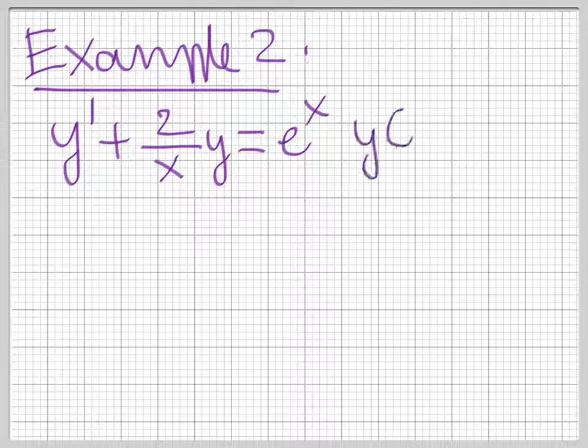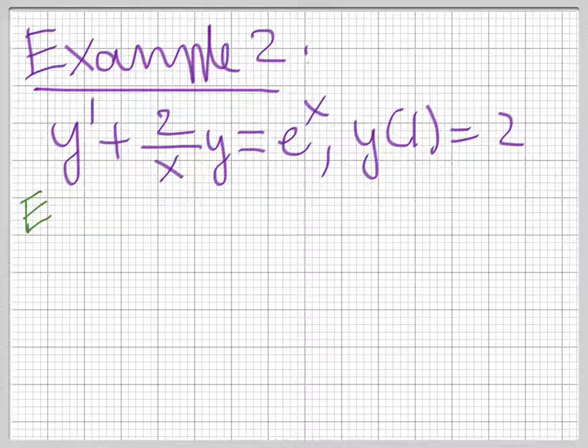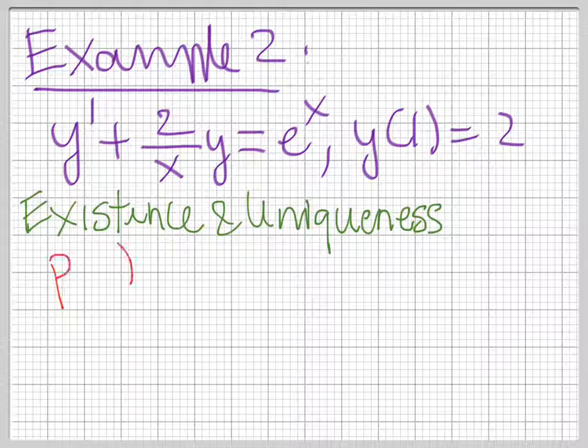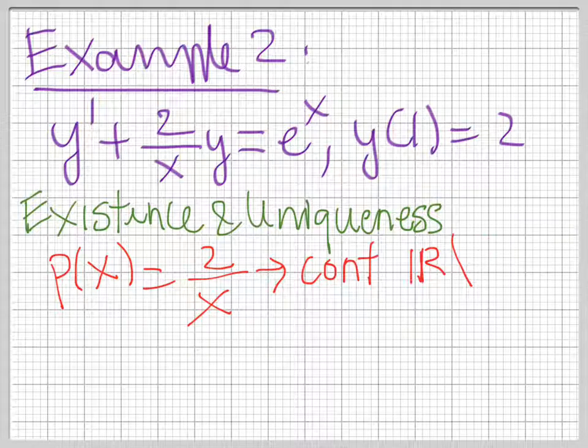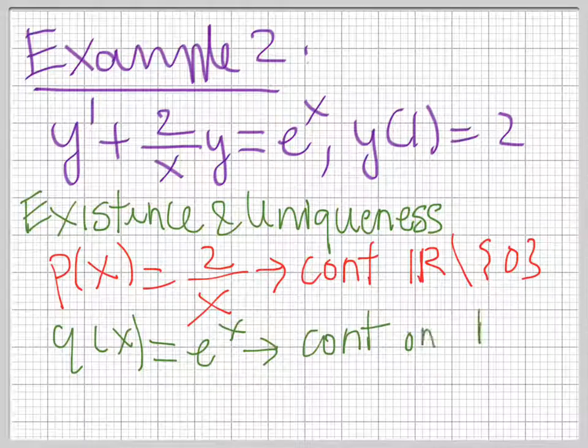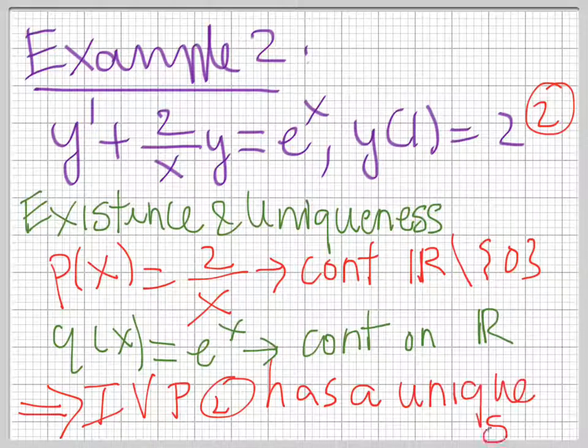Now let's look at an example, trying to solve this IVP using the method of integrating factors. First, existence and uniqueness. P of x is 2x, which is continuous everywhere on R. Q of x is e to the x, which is continuous everywhere. That means this IVP has a unique solution because t0 belongs to an interval on which p of x and q of x are both continuous. So we are guaranteed to have a unique solution.